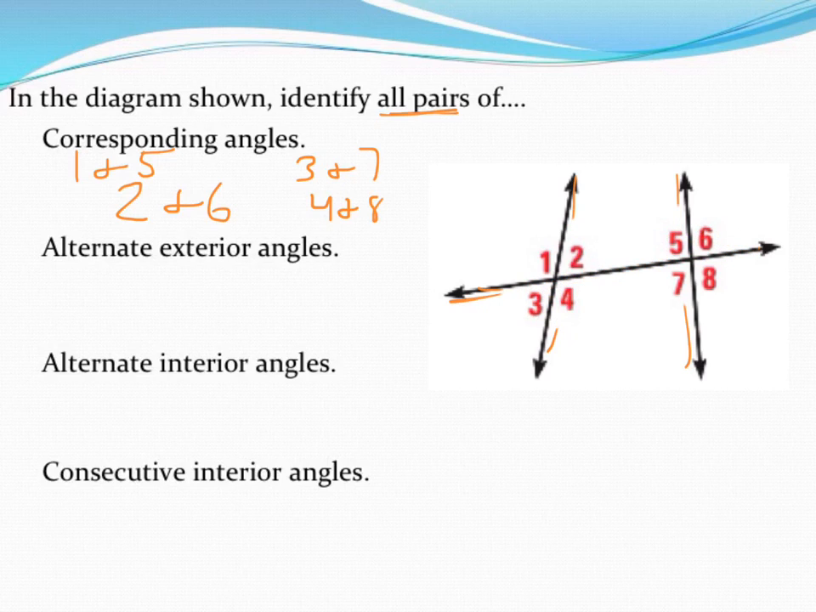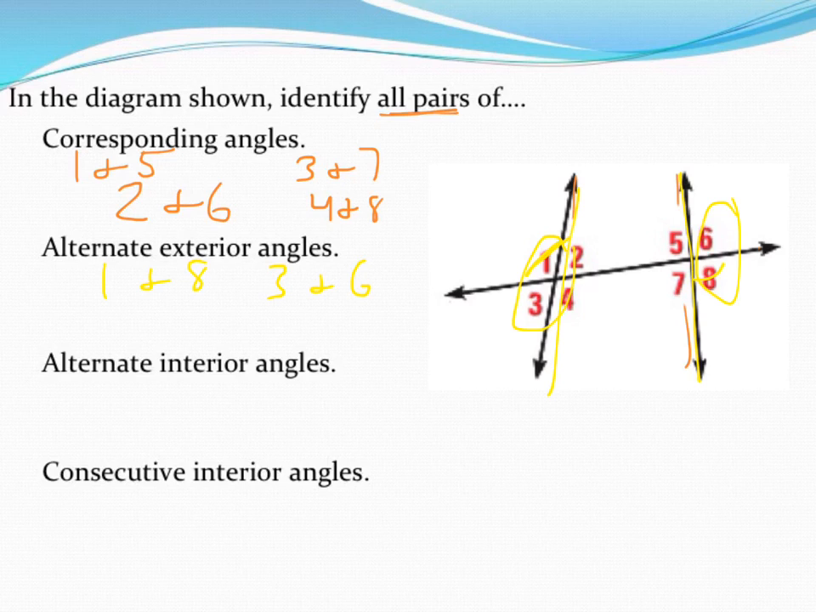Let's erase some of this so it's not so messy, and go through and find our other types as well. So next up, they want to find alternate exterior angles. So first of all, there's my 2 lines again. Exterior is going to refer to the fact that I'm outside, so I'm only looking at these angles on the outside of those lines. So alternate means opposite sides, so one above and one below the transversal. So if I take angle 1 as being above, that's going to match up to angle 8, which is below. And then finally, our second set is going to be angle 3 and angle 6.